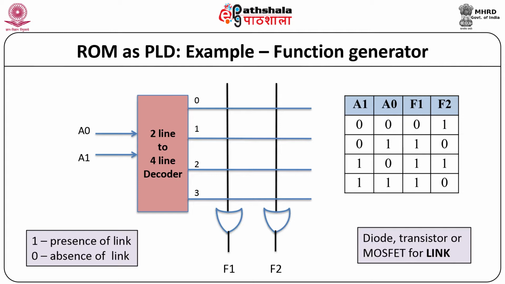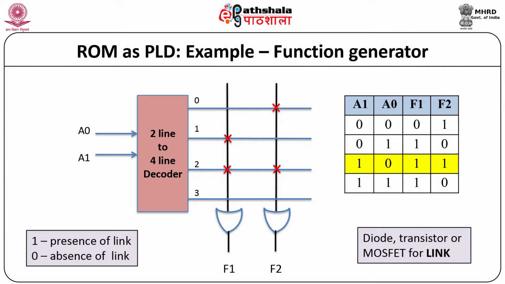The 2 to 4 line address decoder generates all 4 combinations. At each location, the data is decided by the values of F1 and F2. For address 00, the contents of memory are 01. Hence, a link is shown for F2 only. For address 01, the contents of memory are 10. Hence, a link is shown for F1 only.